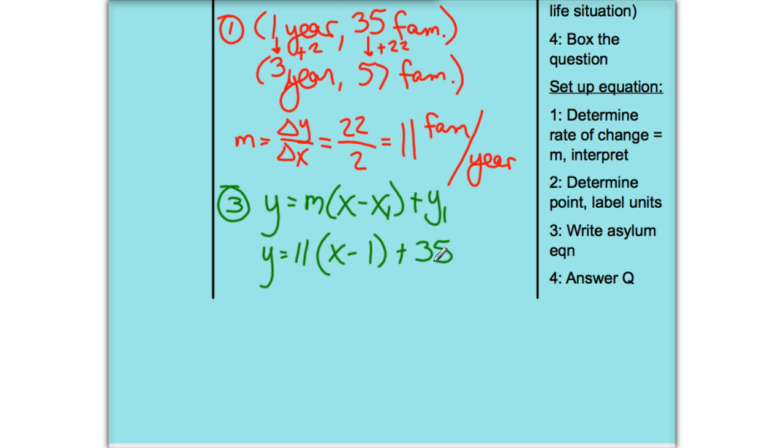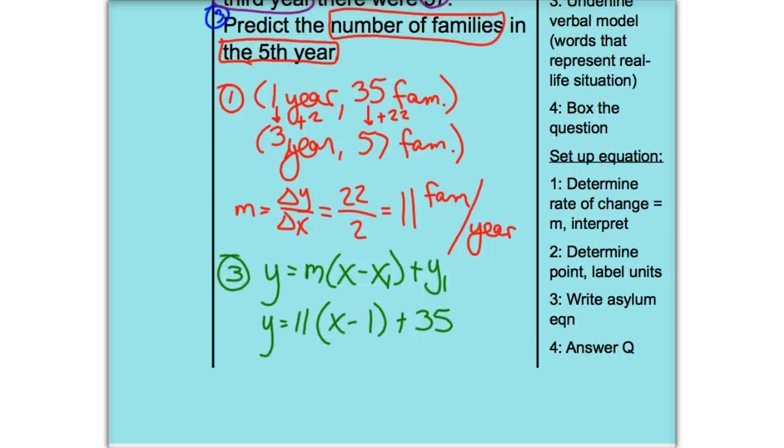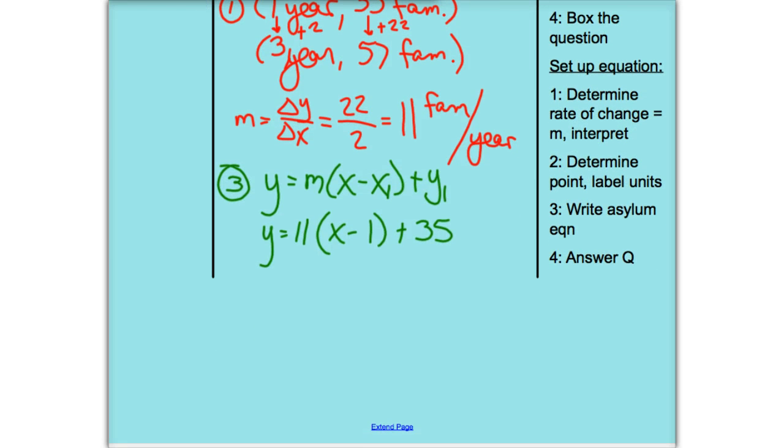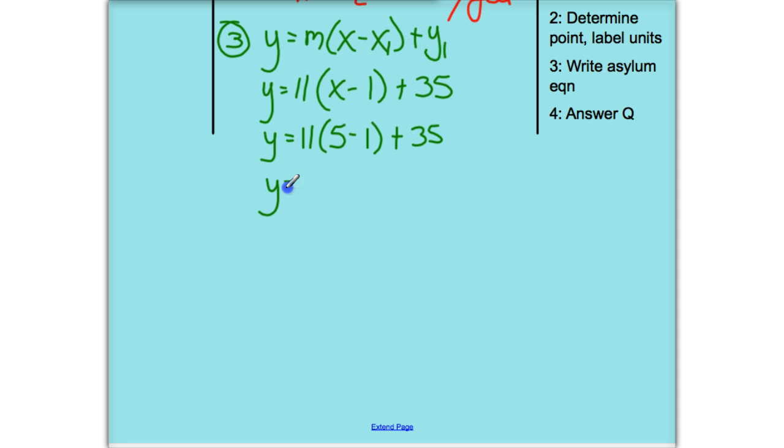And finally, we need to answer our question. Predict the number of families in the 5th year. Again, our x coordinate was years, so we're going to substitute 5 for x and use order of operations to solve.